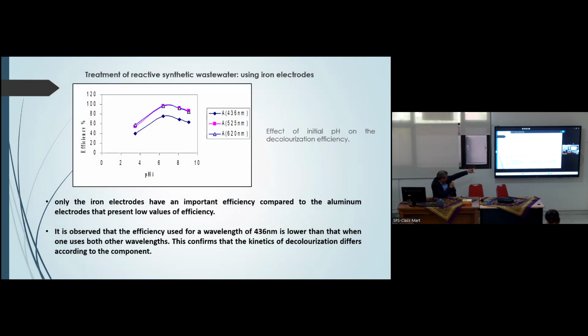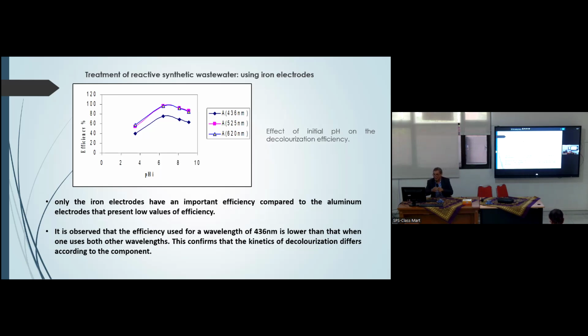So the electrocoagulation can remove, for example, almost 100% of the blue and the red one. The yellow one, you can reach only 80%. This is the yellow color, this is red and blue. So the yellow is removed less than the other colors.